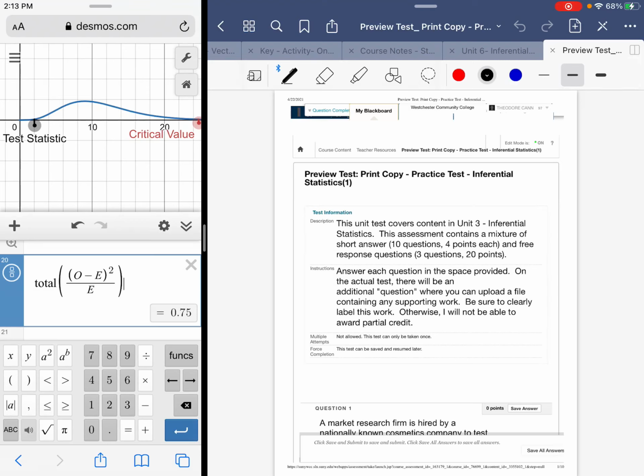Okay, so we're looking at the Unit 3 practice test. There's 10 questions, 4 points a pop on the short answer, and 3 questions that are of the longer variety. So we'll go through each of them, and I apologize for the format.